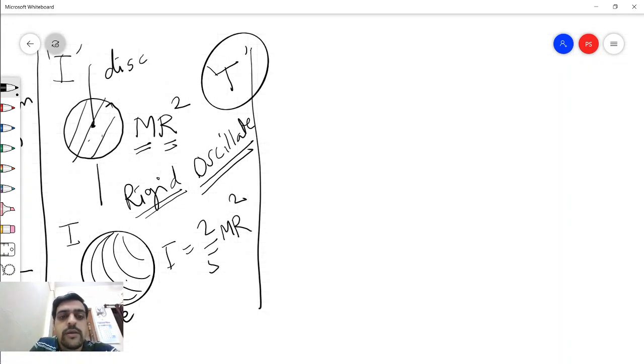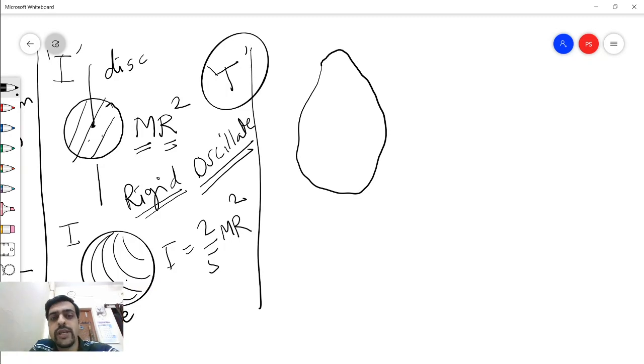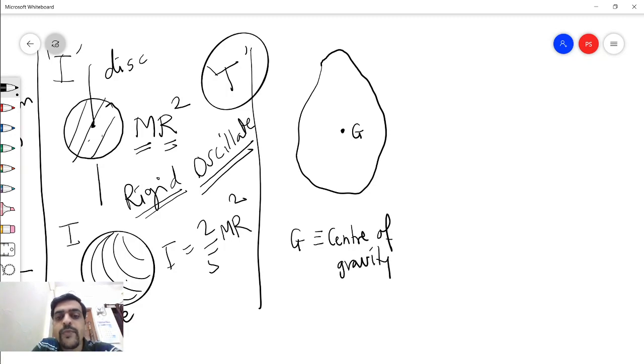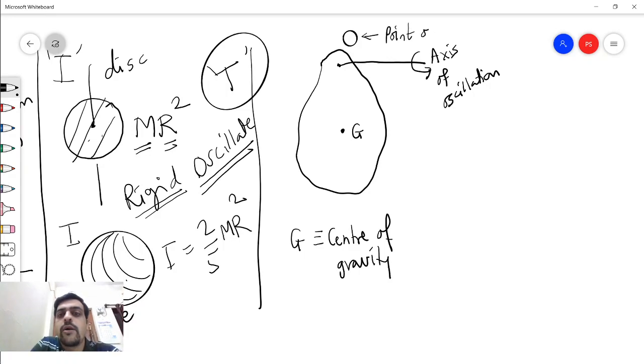Now, for the discussion, we will take a body of random shape. There is no restriction on the shape and size of the body. We are going to assume that this point G is the center of gravity of this body. Now suppose there is a point O in the body about which the body is able to oscillate. This will be called the axis of oscillation, and this point O will be called the point of suspension, just because the body is suspended about the point O.